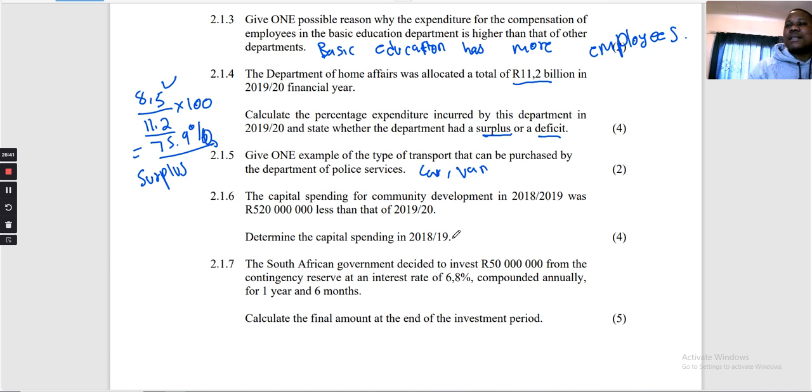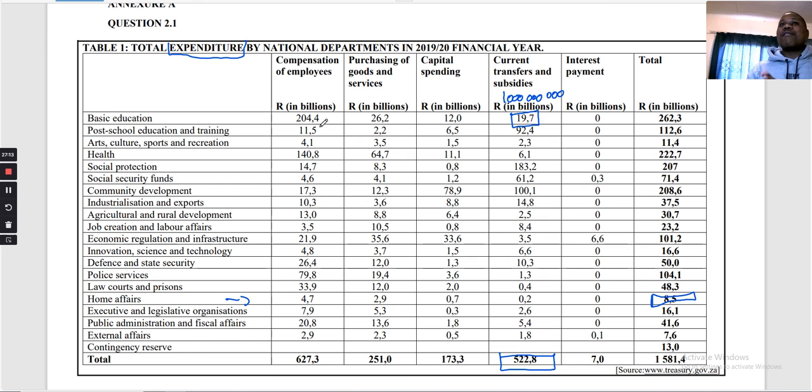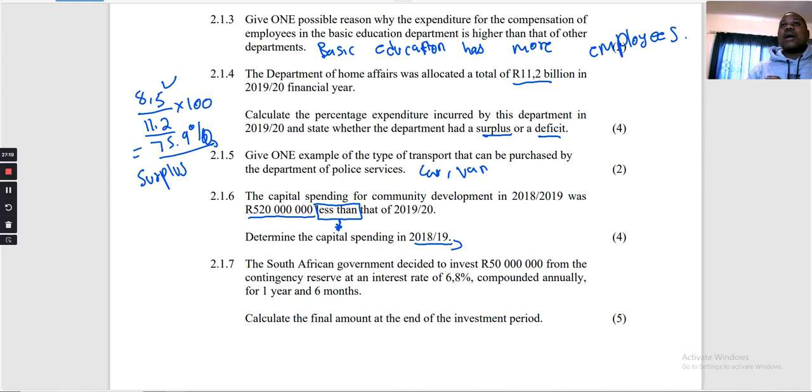They say the capital spending for community development in 2018-2019 was 520 million less than that of 2019-2020. You see this, very important. Determine the capital spending in 2018-2019. So when you look at the table, everything that they have given you here is for 2019-2020. Okay, I want you to understand this question before we do the actual calculations here.